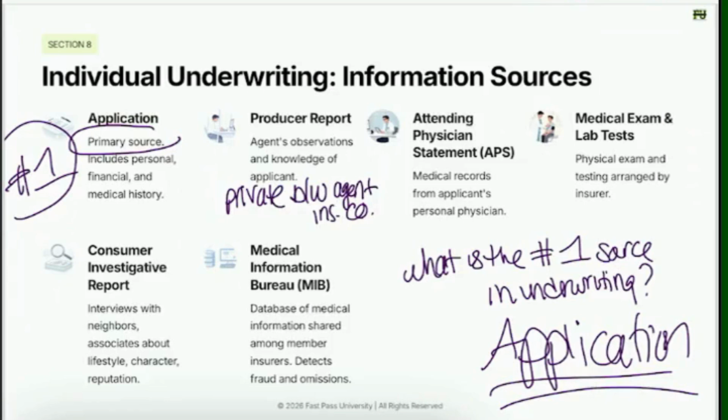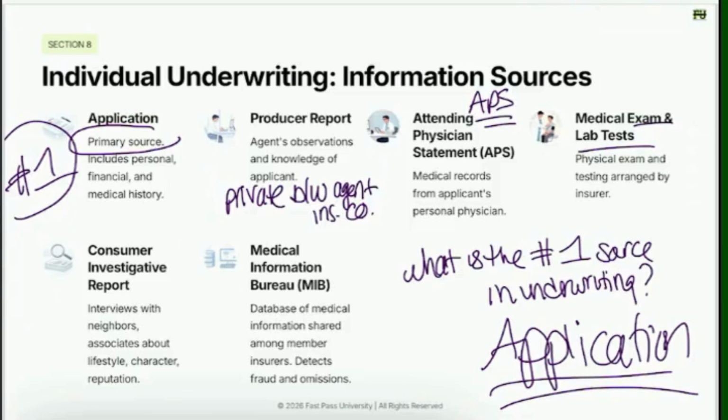They may ask for an APS, an attending physician statement, medical records from the applicant's personal physician, actually filling out, yes, this person's in good health. Yes, I gave him this medicine. Yes, I did this. That may be required. They could require medical exams and lab tests. There's a lot of companies out there that will just send a nurse or a medical assistant to your house. They'll schedule it and take your weight and draw your blood right there at your kitchen counter, give you a cup to get a urine sample, and boom, send it off to the lab.